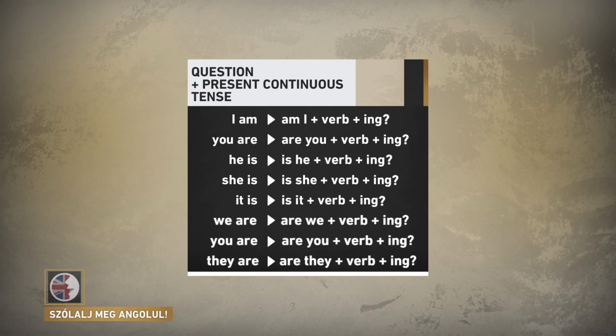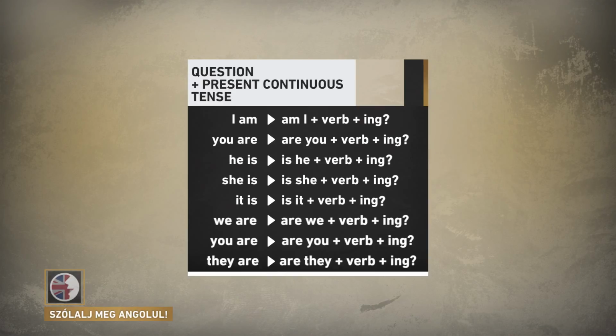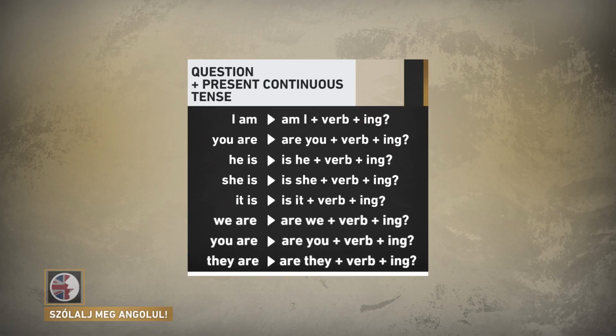What about the rest of them? Let's hear them. Okay, take a deep breath and let's do this. I am -ing becomes am I -ing. You are -ing becomes are you -ing. He is -ing becomes is he -ing. She is -ing becomes is she -ing. It is -ing becomes is it -ing.